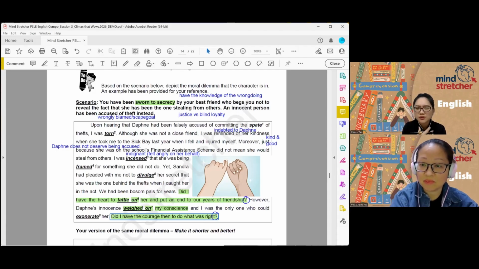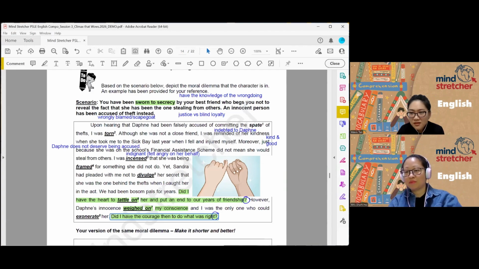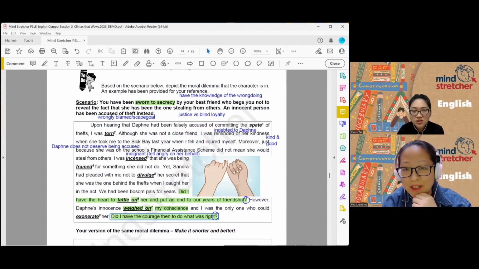Will this moral dilemma be so painful for our character? Maybe there'll still be a dilemma because after all the person didn't do anything wrong. But because Daphne is so good and nice, she really does not deserve it. What does rhetorical question mean?